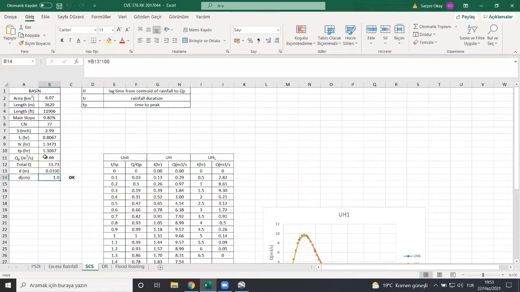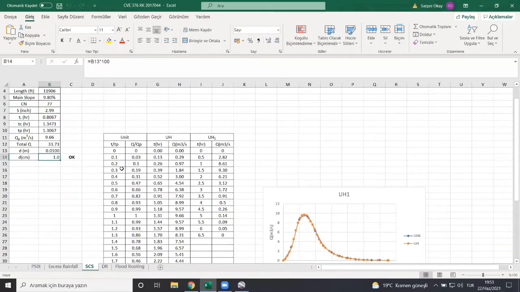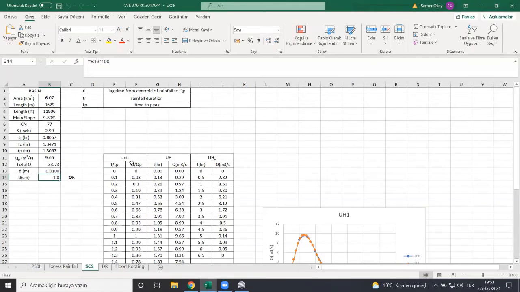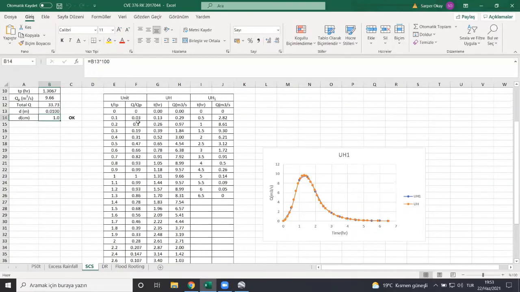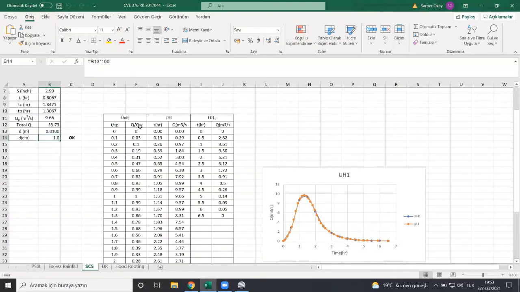Once you calculated them, you will apply the SCS curve method. How? In the SCS curve method, this T over TP and Q over QP values are given. You can take it from internet or from our lecture notes. I think they're also given. Okay, it goes till 5. So once you find this TP and QP values, like this guy did, you will multiply these values by TP value and you will find your T values, and for Q you'll multiply this column with QP values, you'll find your discharge values for OH.